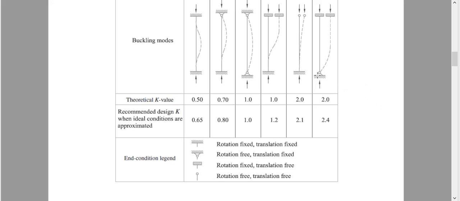So pin, other end in column is rigid but side sway non-inhibited. That means this category. So whatever this category is, hopefully you can find your K.